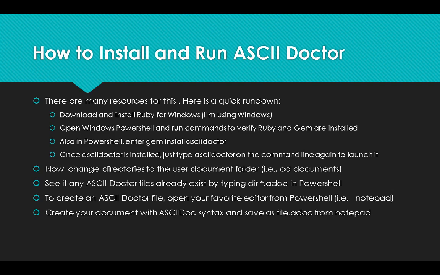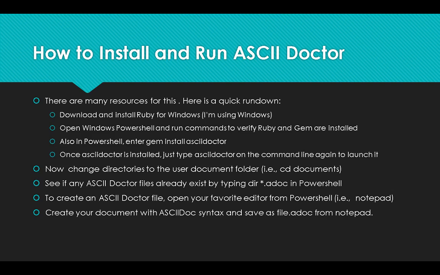The first thing that I did is I downloaded and installed Ruby for Windows, because for this solution I'm actually using Windows. You open the Windows PowerShell, so you do that just by going to the run command and typing in PowerShell, and you run commands to verify Ruby and Gem are installed. And basically you have to download Ruby and Gem. Also in PowerShell, enter gem install asciidoctor.